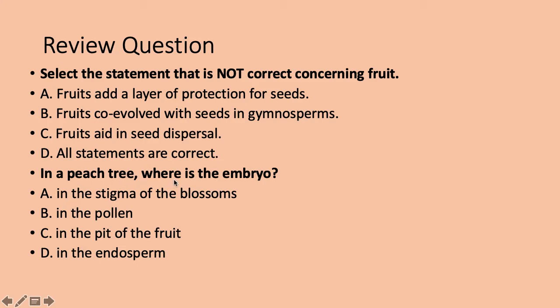In a peach tree, where is the embryo? Where do we find that seed? It is C, in the pit of the fruit.